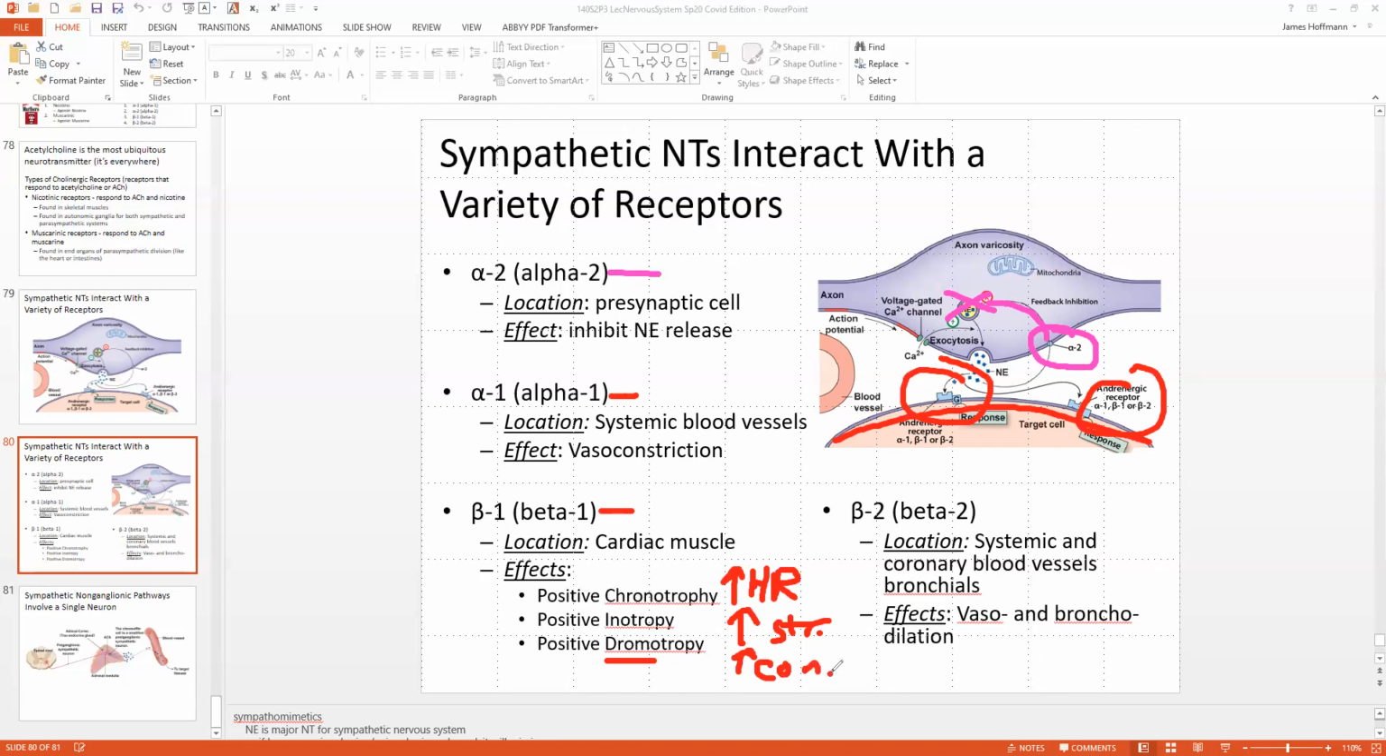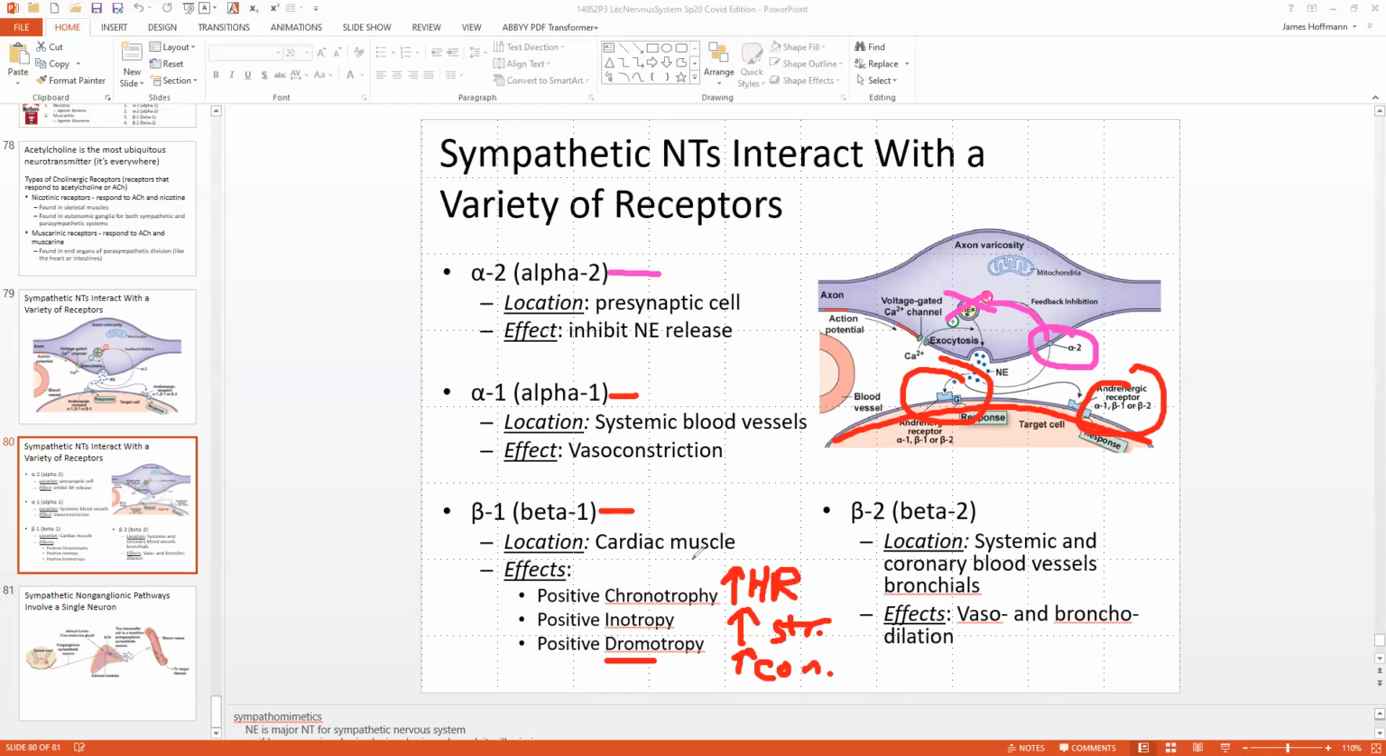So all of those things are going to help us increase the activity of the heart for like when we're exercising, okay? So these neurotransmitters, right, are always going to be released that we're talking about now at the end organ.